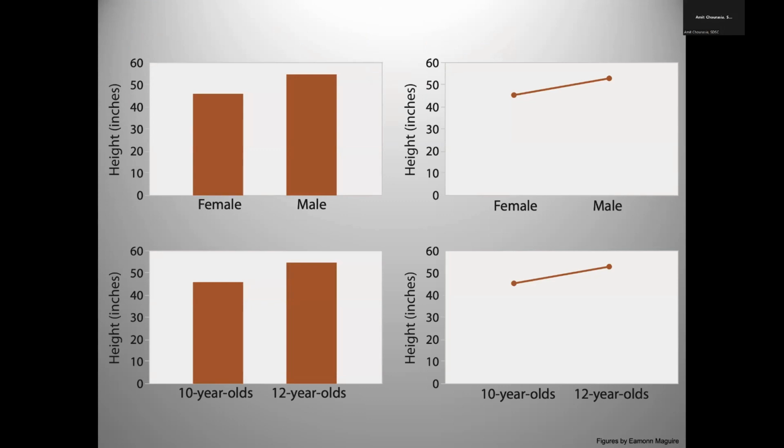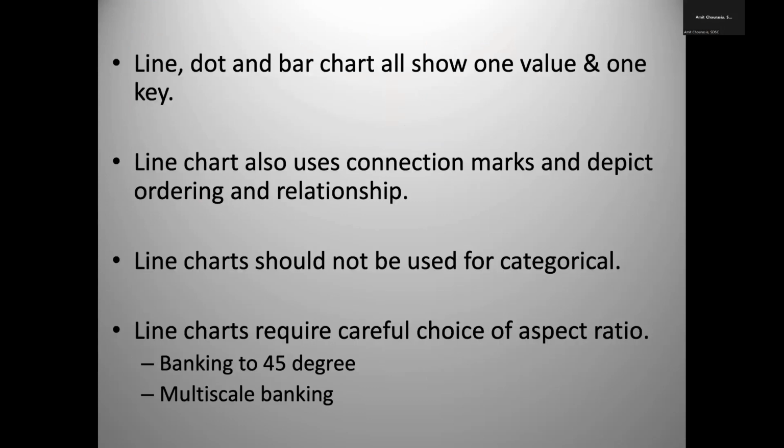One way to read this chart would be, as the female becomes a male, the height increases, right? And so this is the wrong idiom to use, and this mistake is not to be made. You should not use the line chart to depict categorical and quantitative plots, but it's okay to use it for both quantitative attributes, which is the case with the height of 10-year-old and 12-year-old.